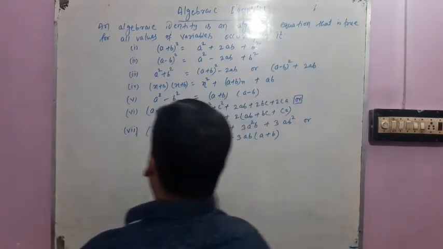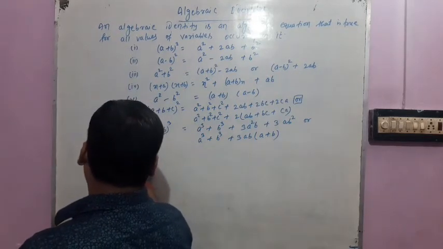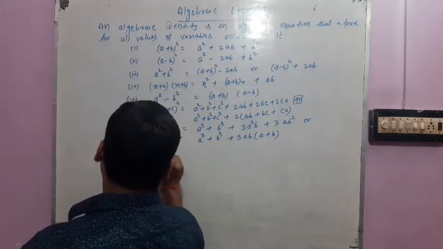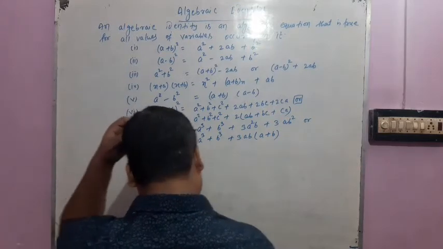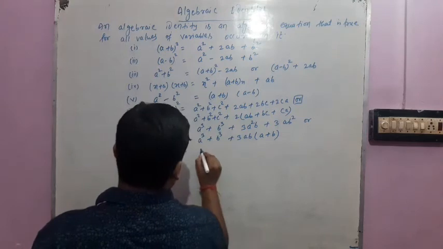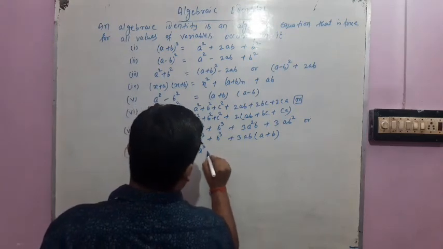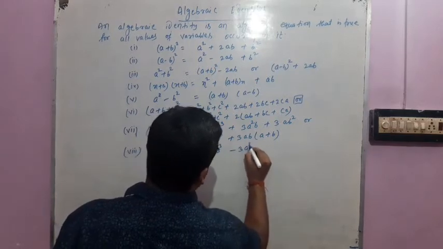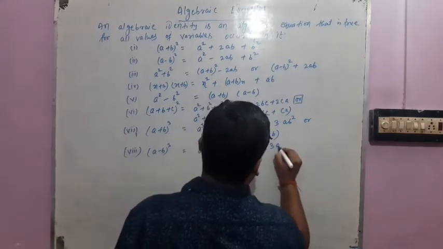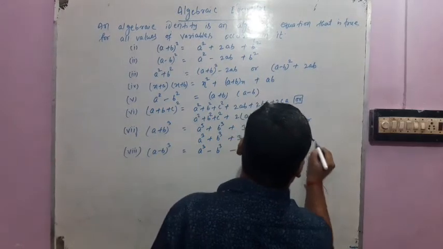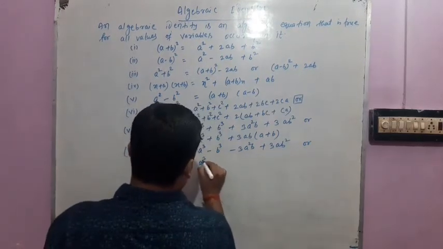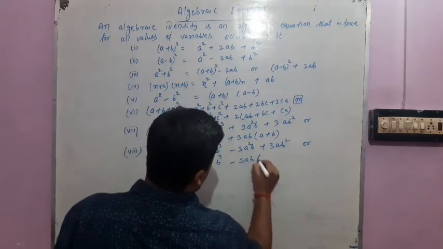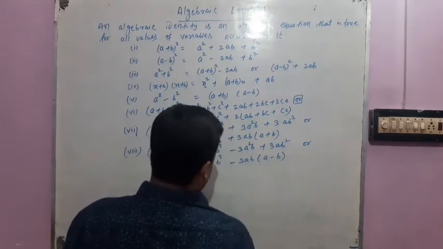Now the next is the whole cube of a minus b. The whole cube of a minus b is a cube minus b cube minus 3a square b plus 3ab square. Or we can also write it as a cube minus b cube minus 3ab into a minus b.